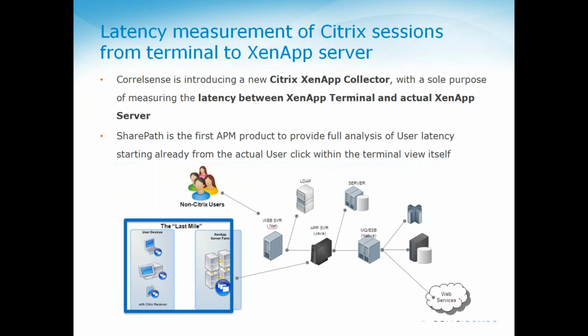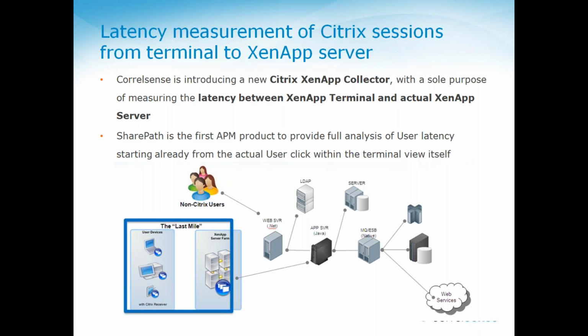These days, Correlsense is introducing a new Citrix XenApp collector with the sole purpose of measuring latency between the XenApp terminal and the actual XenApp server. So SharePath has two sides of the monitoring. The main APM that we have been providing for many years is the data center APM, and the measurement is from the XenApp server. And now with our new XenApp collector, we will collect the last mile of the measurement between the Citrix terminal and the XenApp server.